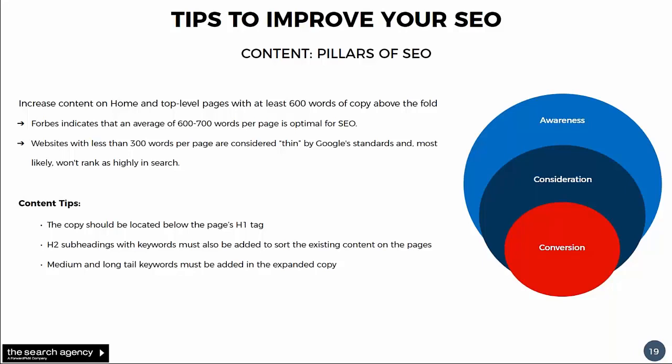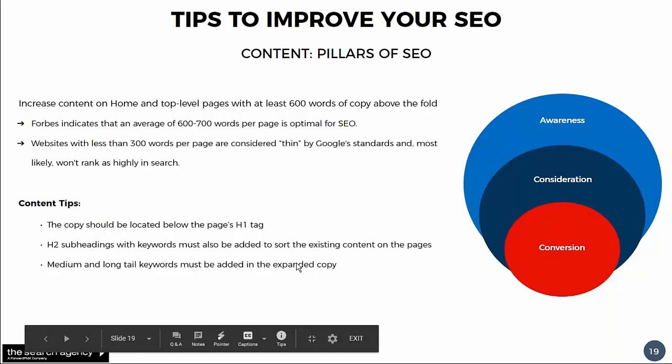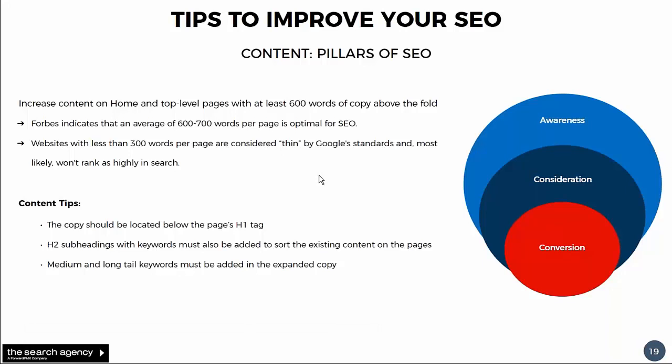So if there are those pages, home and top level, make sure you have at least 600 words of copy. You may ask, well, where is that coming from? Why does it have to be so long? Well, just using Forbes as an example, and there's many others, but Forbes is obviously very reputable online. They indicate an average of 600 to 700 words per page is optimal for SEO. And that's because competitors also have long content, so it's hard to beat them out if we have less than that on your site. And typically, less than 300 words, you're considered thin by Google standards. And we'll cover that in the next few slides.